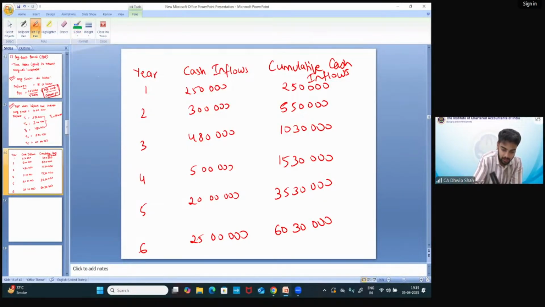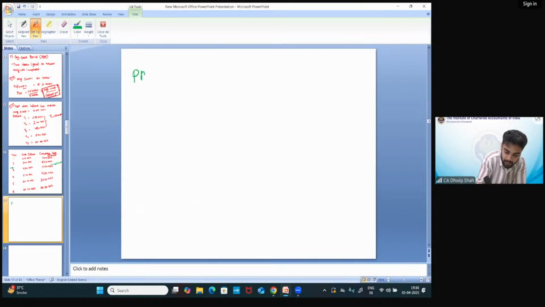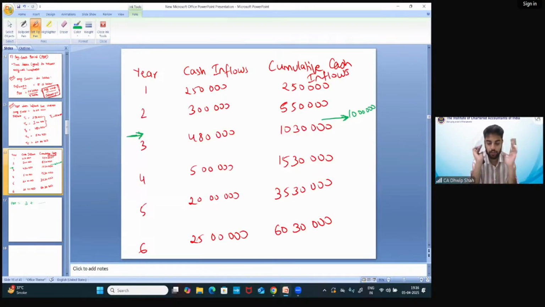But by this step, is this very clear that my 10 lakh would get recovered somewhere between year 2 and year 3? Yes or no? That is for sure. So can I say my payback period is 2 plus something? It is getting recovered between year 2 and year 3. That I can see from this cumulative cash inflow column. So it is 2 plus something. That is for sure.